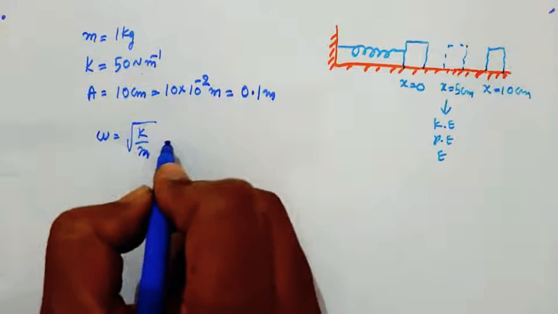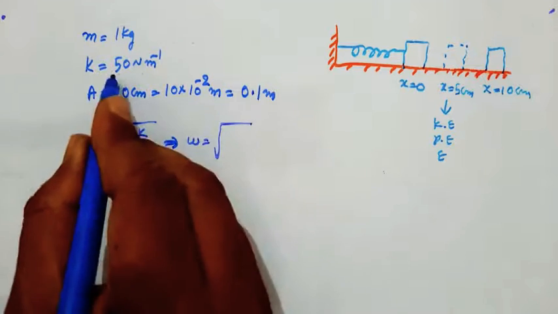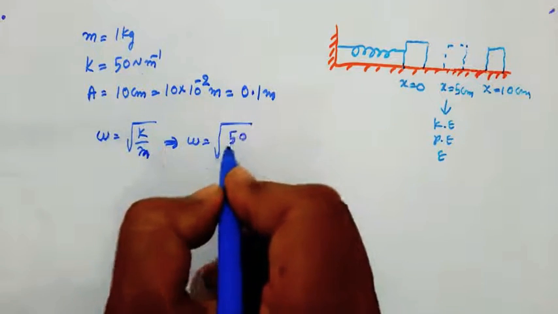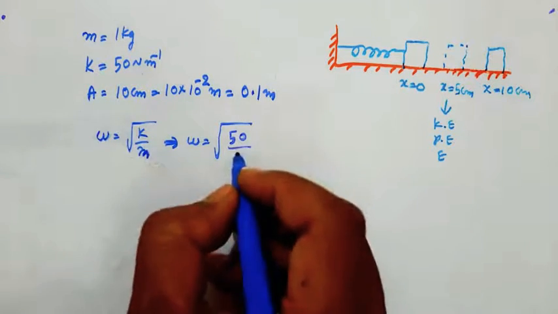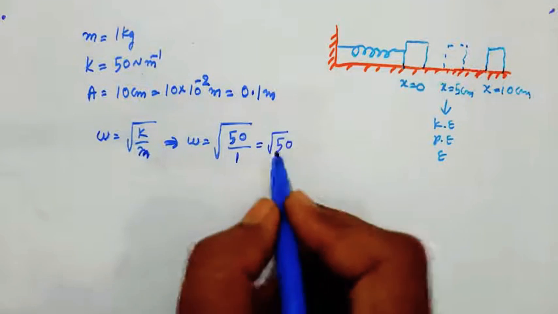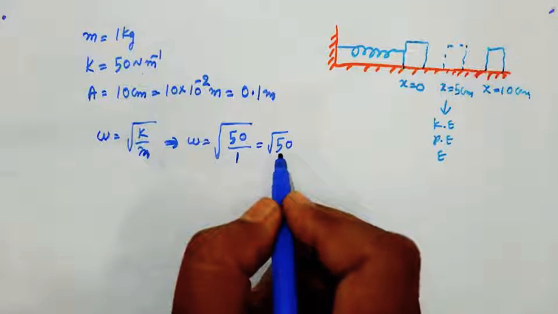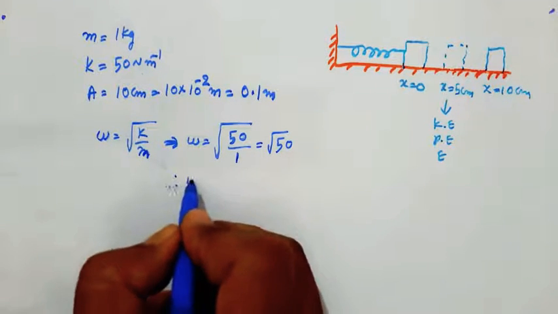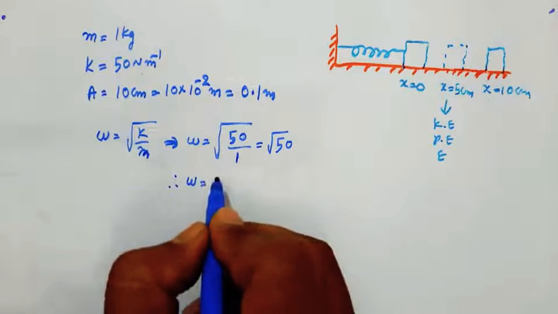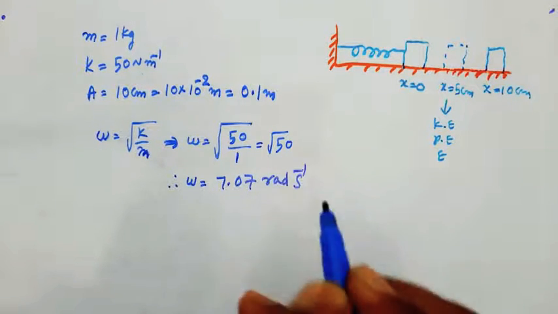So here omega is equal to the square root of k by m, where k is 50 and m is 1 kg. So that is root 50, which is near to 49, since 7 sevens are 49. So the angular frequency omega is 7.07 radians per second.